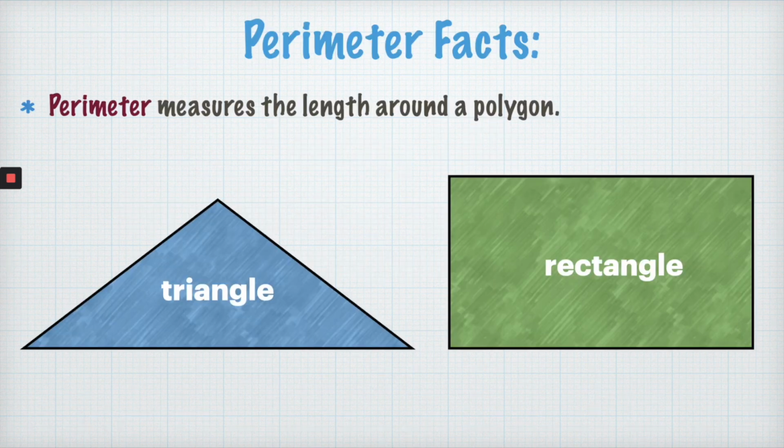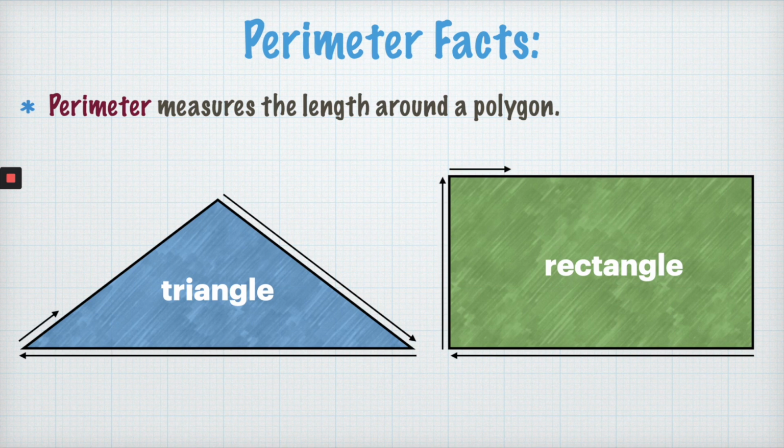Let's look at perimeter facts. Perimeter measures the length around a polygon. So here we have a triangle and a rectangle. Now the distance around these polygons, remember, polygons are figures formed by straight lines, line segments, and we have a perimeter around each one of these. So you can see the perimeter here, here, here, and then the distance around.